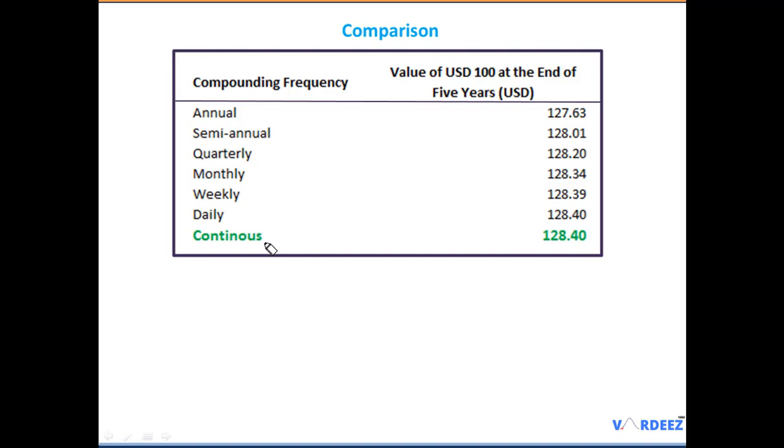When the compounding is on a continuous basis, we have this as the answer, very much like the daily answer. Now honestly, they will not be ideally the same, but when you take the decimal places to maybe 3 or 4 decimal places, you will see some minute changes.